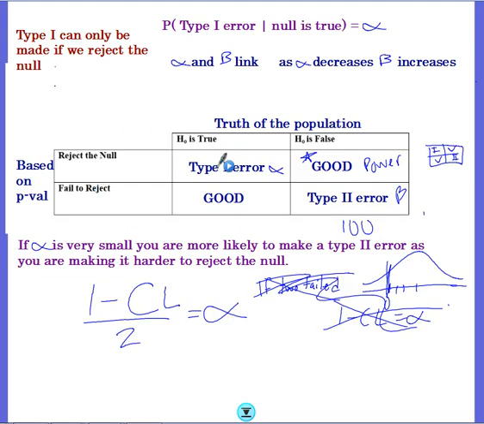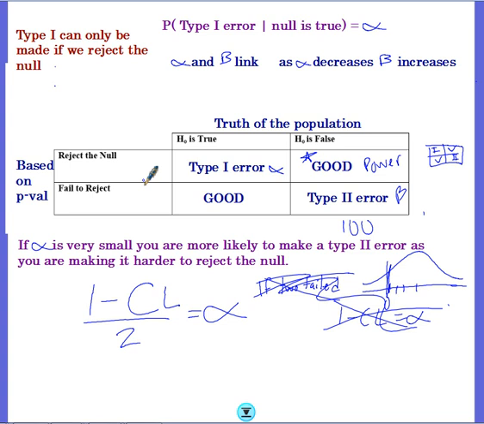So there's a lot going on here. Up here, this is just a friendly reminder that a type 1 error can only be made if you reject the null hypothesis. The probability of a type 1 error given that the null is true is our alpha level. Alpha and beta link together, so as alpha decreases, beta increases, or if alpha increases, beta decreases. So they kind of play against each other, so to speak.